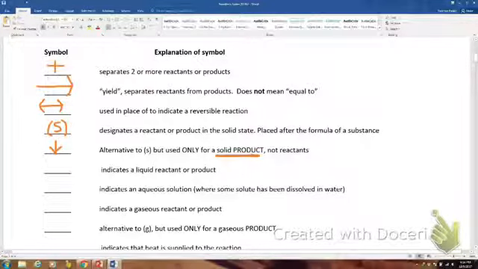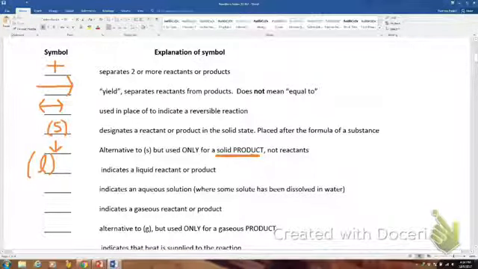For liquids, we indicate with an L, and I do a cursive L. I try to do a cursive L. Apparently I don't do a very good one, but I try to do a cursive L to show that, because if I was to put just a lowercase l, you might think it's a 1.